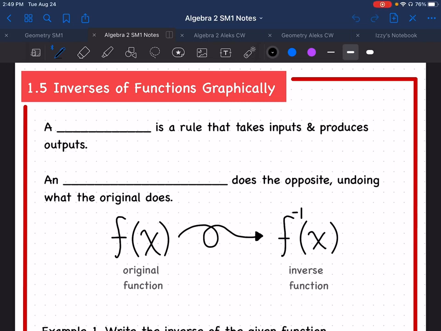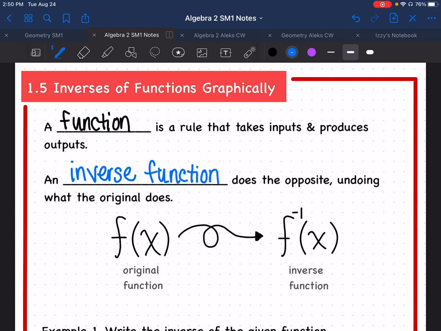Today's lesson is 1.5, Inverses of Functions Graphically. A function is a rule that takes inputs and produces outputs. An inverse function does the opposite, undoing what the original has done.